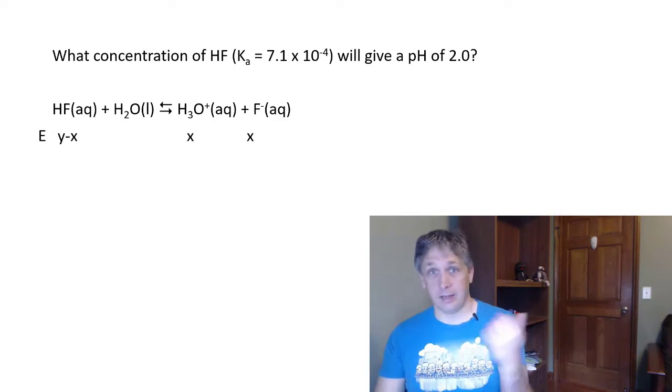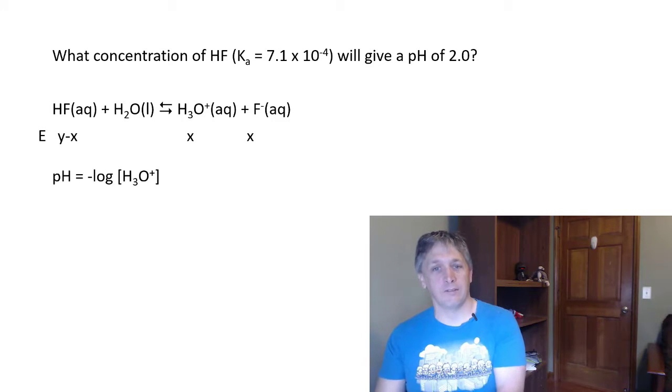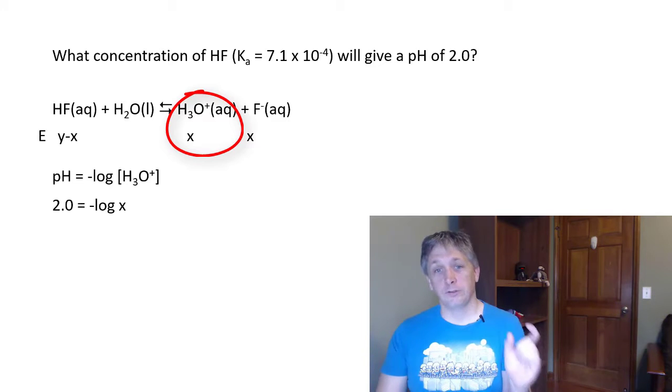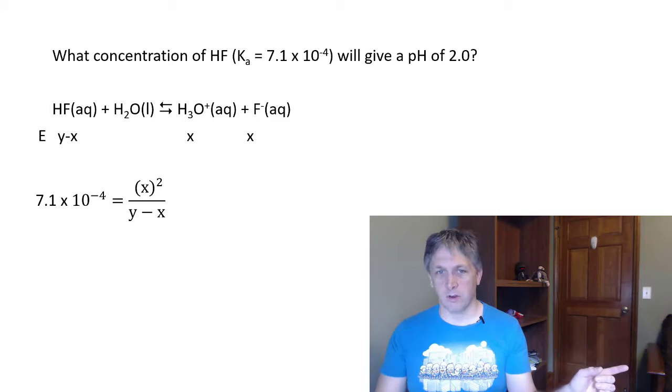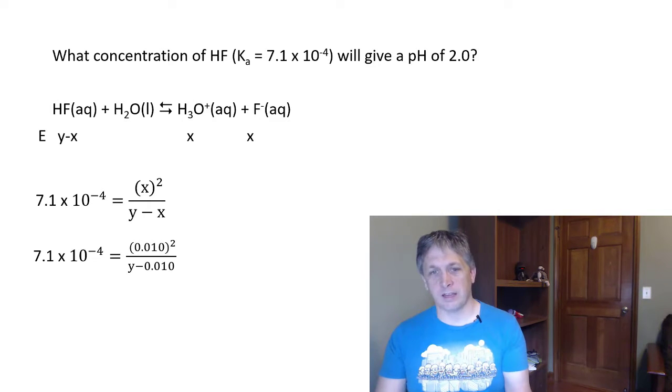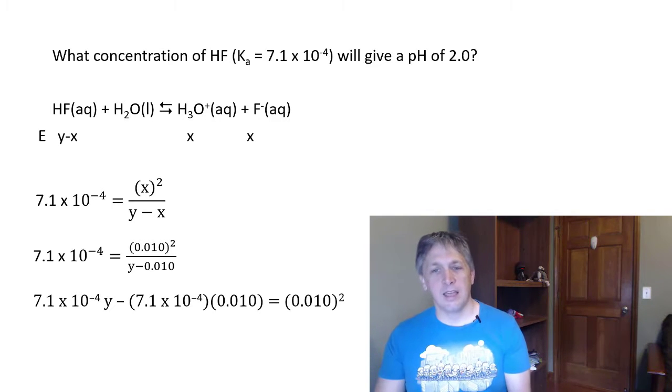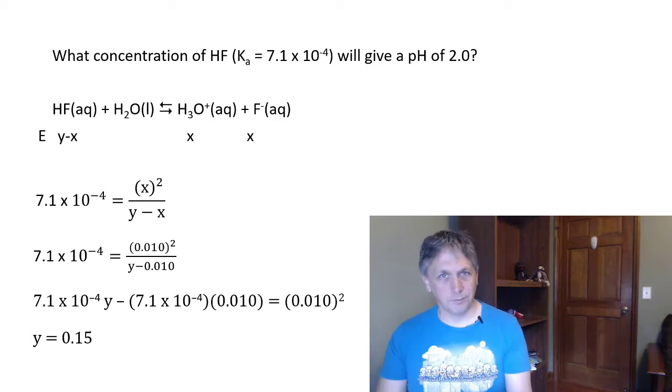But we have the pH, and like our first example, the pH is equal to the negative log of our hydronium concentration, which means it's equal to the negative log of X. So if we want a pH of 2, X is going to need to be 0.01. So if X needs to be 0.01, we go back to our Ka equation, plug in that value of X, and solve for Y. And that gives us a Y of 0.15. So if we make a 0.15 molar solution of hydrofluoric acid, its pH should be around 2.0.